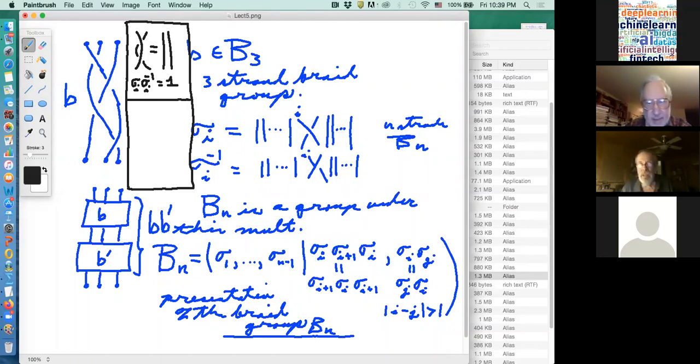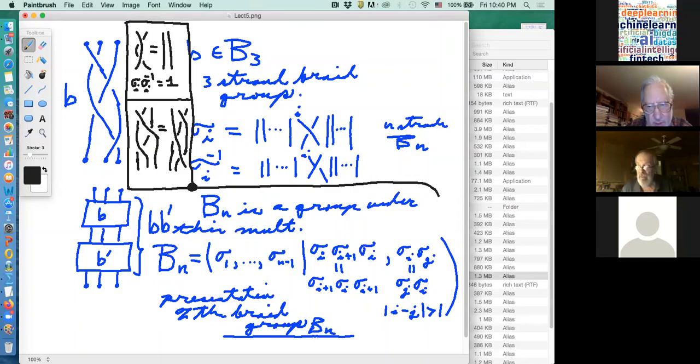And the other identity, sigma i plus 1, sigma i, sigma i plus 1 equals sigma i, sigma i plus 1, sigma i. Well, you see it's a Reidemeister 3 move. So this one here, this corresponds to this, saving me the trouble of writing it again, right?